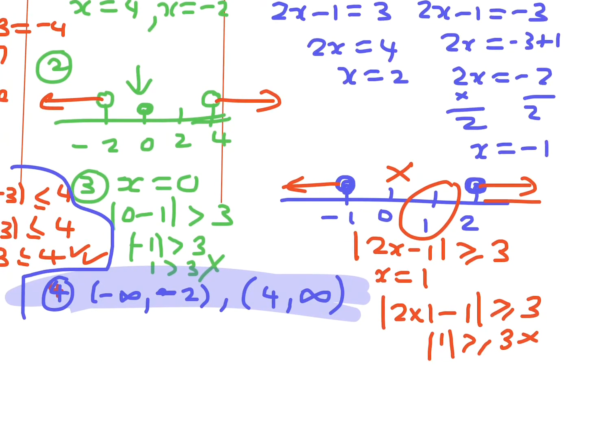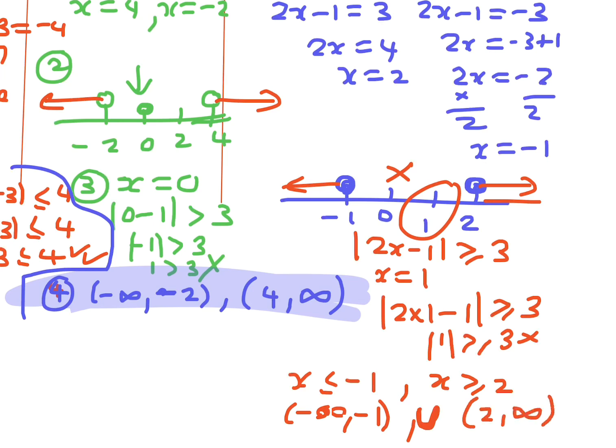So your last step is to write a solution. This would have been the old way: x less than or equal to minus 1, or x greater than or equal to 2. With interval notation, it will be minus infinity up to minus 1, and you could use the union symbol or just put the comma, then 2 up to infinity.